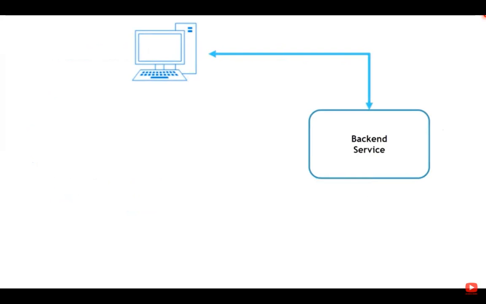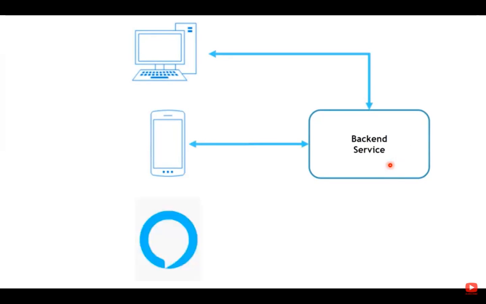Then you have decided that you want to evolve your solution and implement a native mobile app for your solution. Be careful here, we are not talking about mobile web. We're talking about a native mobile app version of your solution. And since you have already done the backend service for your solution, then you are going to connect the mobile app to the backend service that you have already implemented.